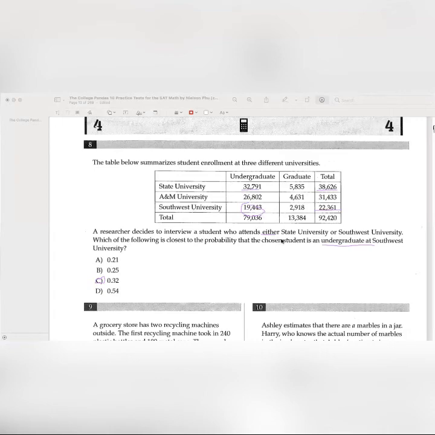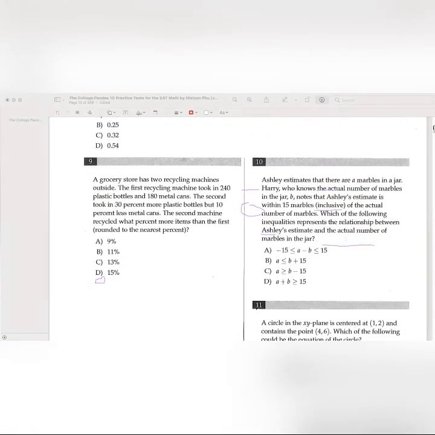Which is the closest probability? Yeah, makes sense. Let's do up to 10, and then we can do some other ones tomorrow. We already did a lot today, so let's just do until number 10.